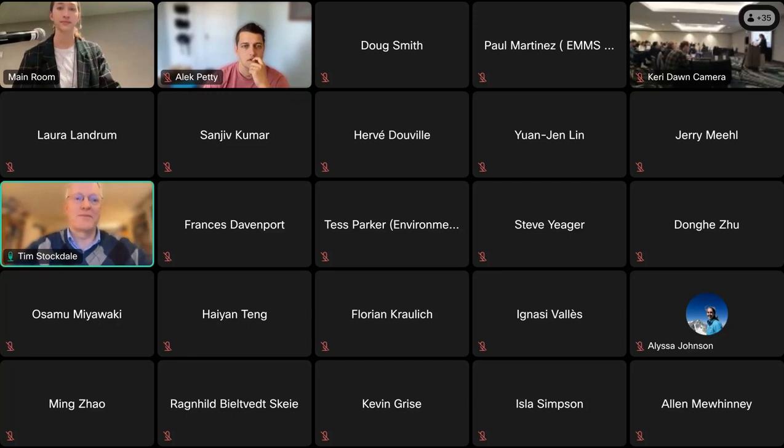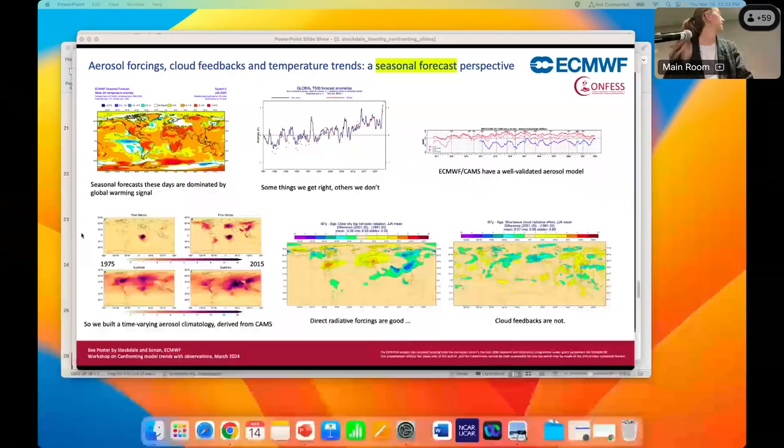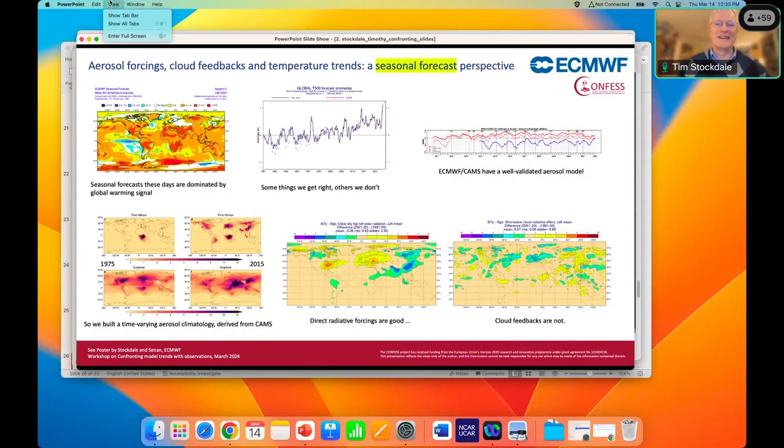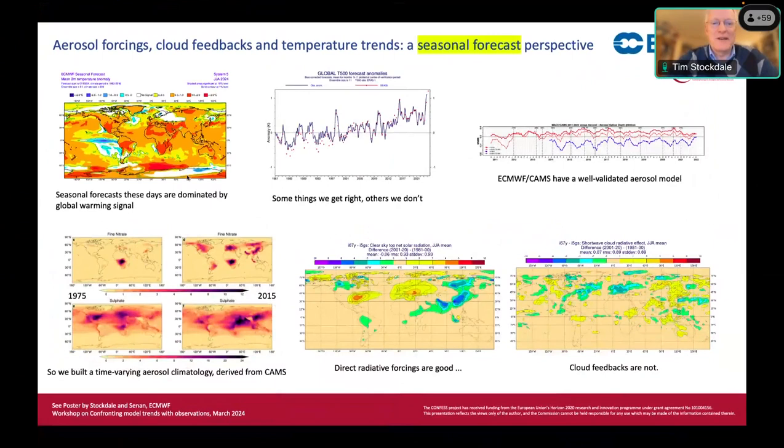So, seasonal forecasting. These days, the global warming signal is really dominating the seasonal forecasts, particularly for temperature. That's the top left picture you can see, the forecast for this summer. So we're very keen to get the global warming signal as accurately as we can in the seasonal forecasts. Some things we get right, others we don't.